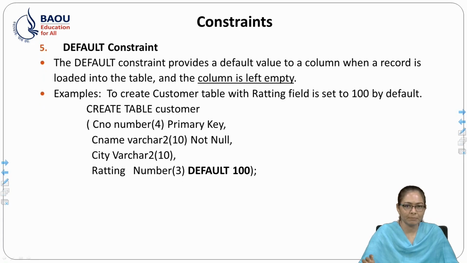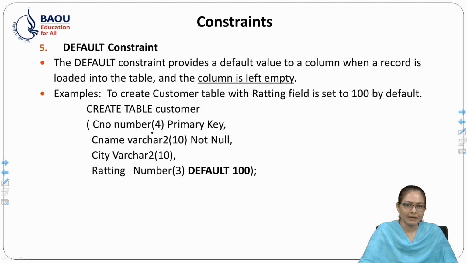The default constraint provides a default value to a column when a record is loaded into the table and the column is left empty. For example, create a customer table with the rating field set to 100 by default. See in the example, create table customer in the bracket customer number, then number and the size, primary key. The customer number is a primary key.